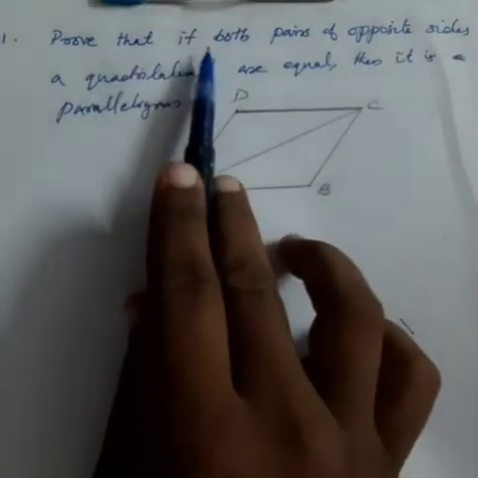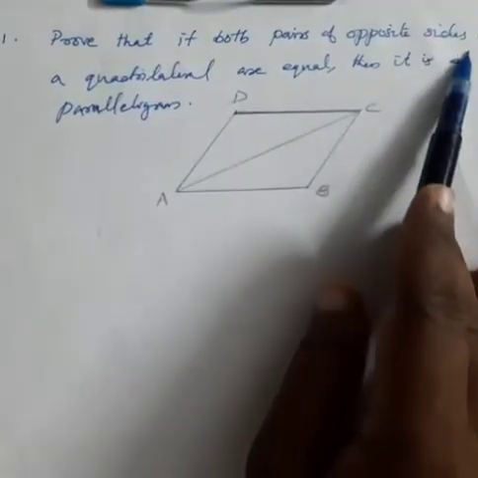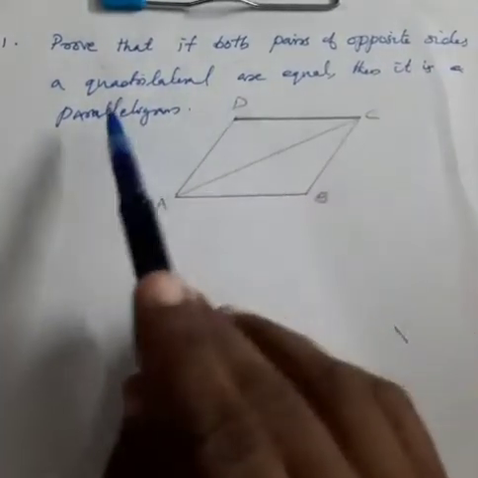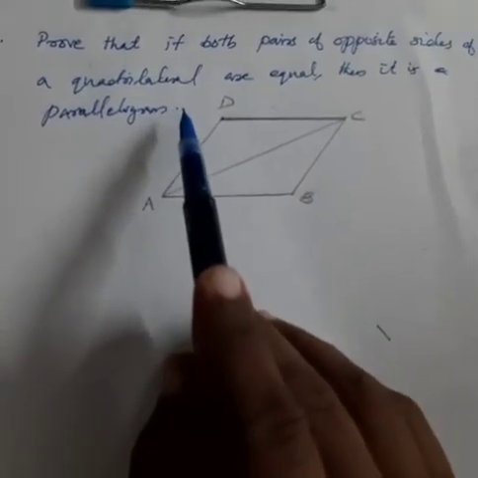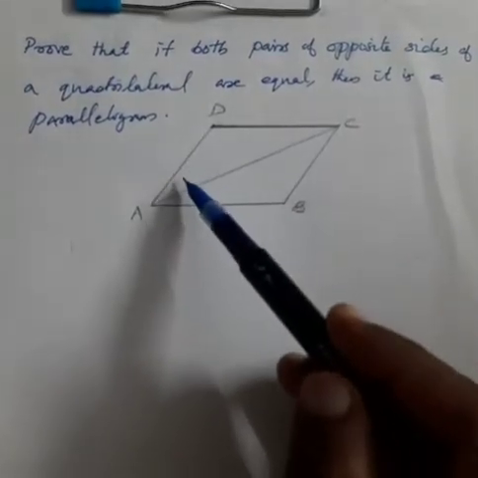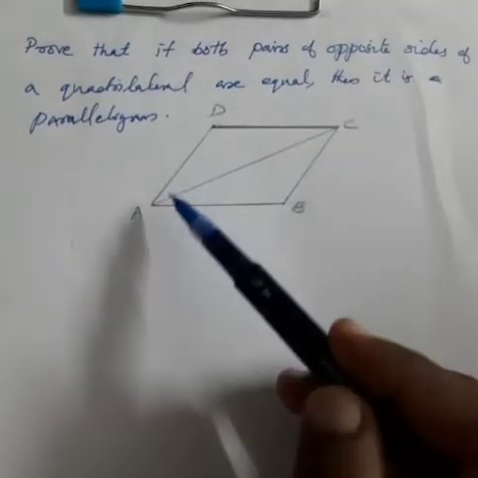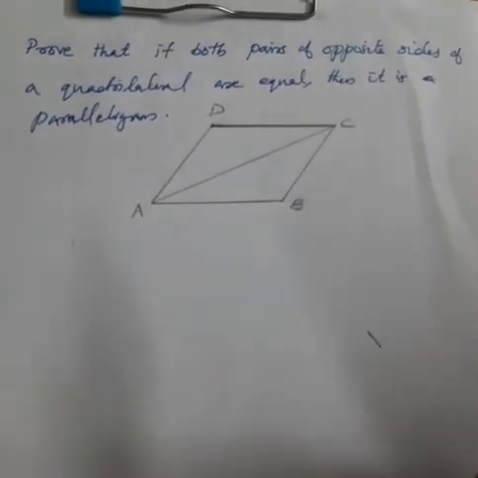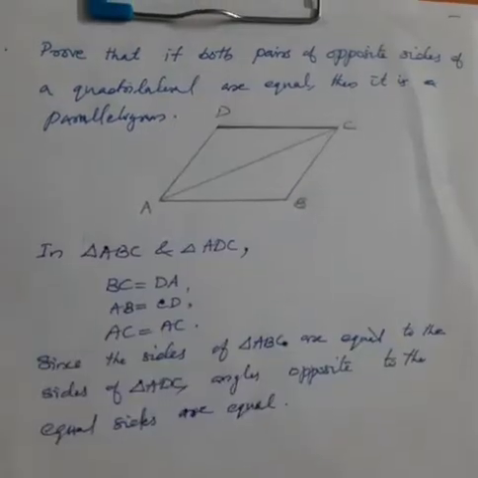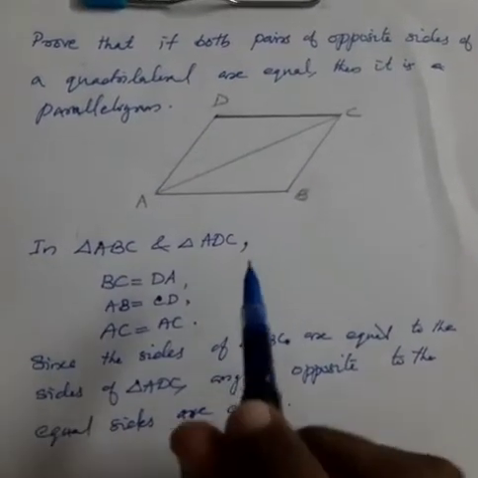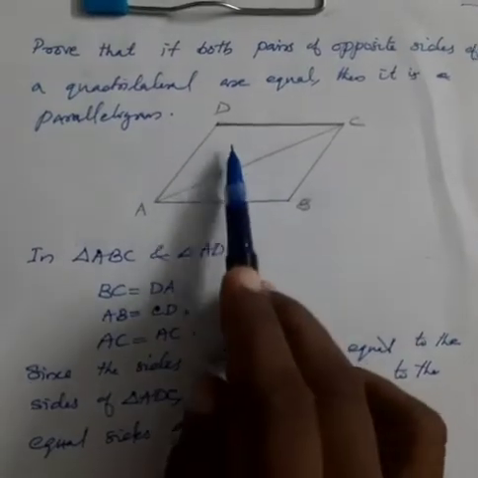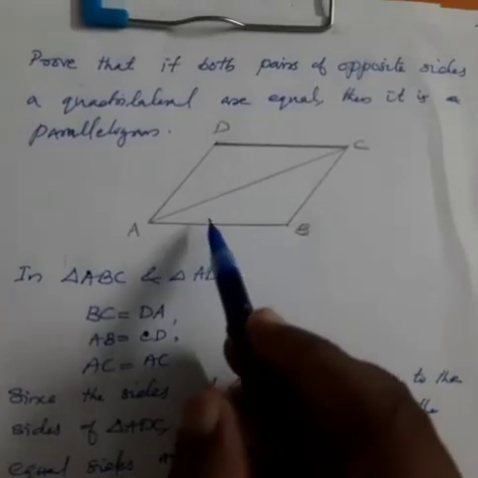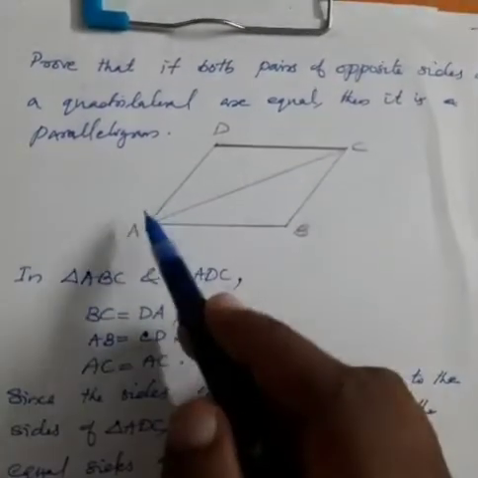Prove that if both the pairs of opposite sides of a quadrilateral are equal, then it is a parallelogram. Opposite sides of a quadrilateral, AD and BC, AB and DC. If they are equal, you can say it is a parallelogram. To prove this, we have to consider these 2 triangles. If these 2 triangles are equal, we can say these sides are also equal. So consider the 2 triangles ABC and ADC.